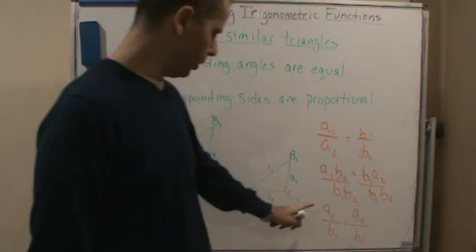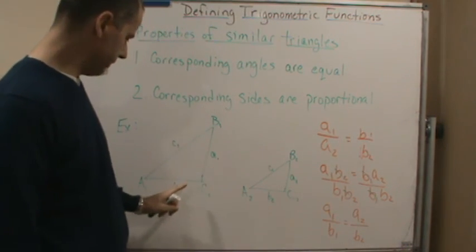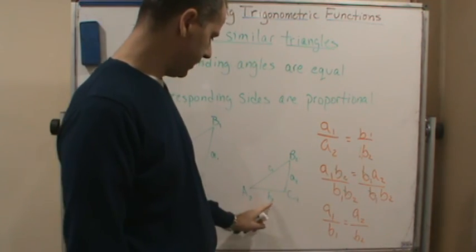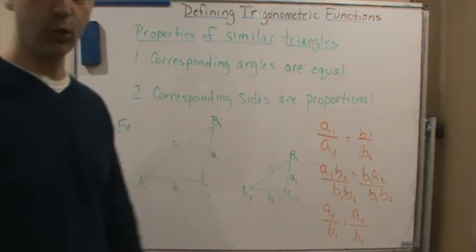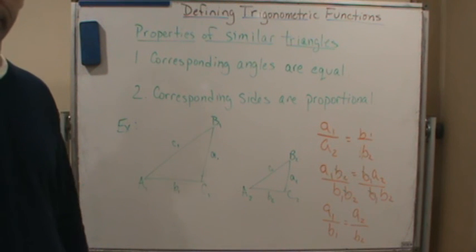So the ratio of corresponding sides, right? So in this one, a1 divided by b1 should be the same as a2 divided by b2. So this is the same as this. So either one will work, okay? So you can set it up either way and it'll be fine.